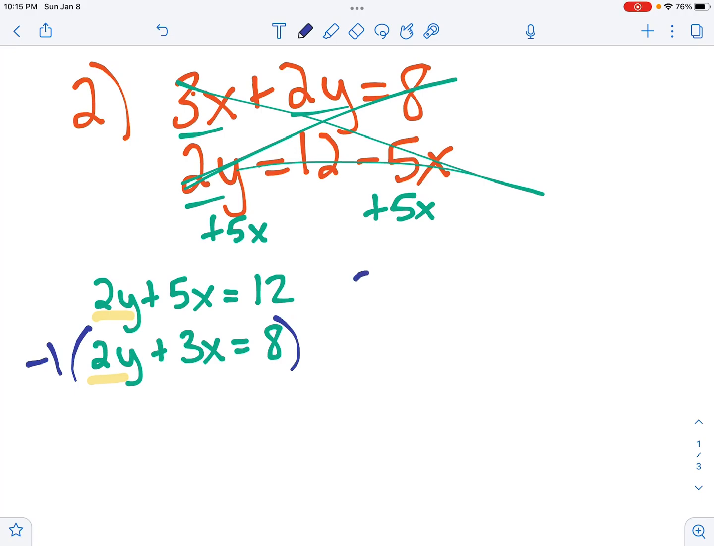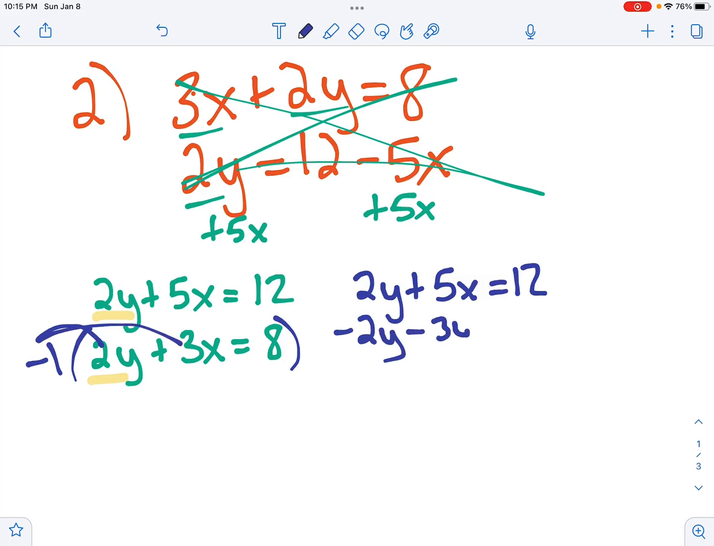So what I'm going to do is write the first equation exactly how it is off to the side. And now I'm going to multiply everything by -1 in the second one. So -1 times 2 is -2y. -1 times 3 is -3x. And then -1 times 8 would be equals -8. Now if I look at my y's, I have the same number, opposite sign.